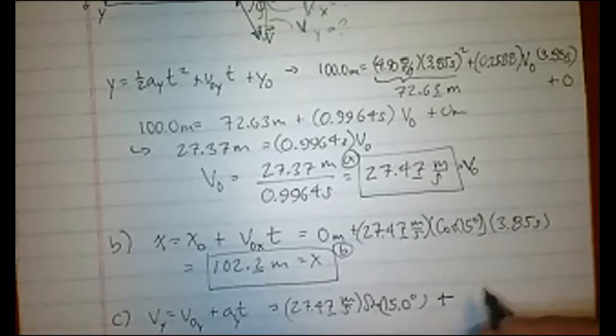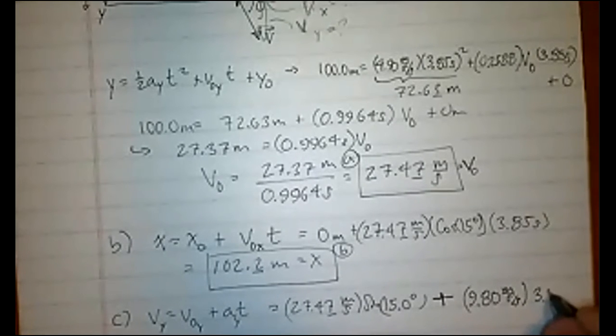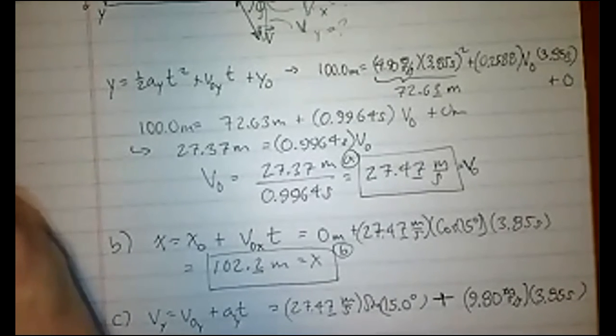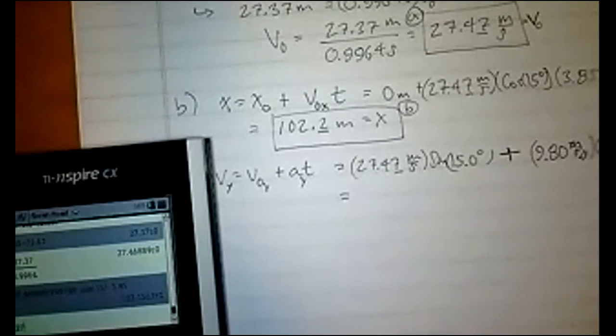Or again, just think in terms of the vectors, the acceleration vector points downward and the initial velocity vector points downward as well. So in this case, I'm going to say 9.80 meters per second every second times 3.85 seconds. So now I'm going to go ahead and compute this just so we'll know what the initial velocity in the vertical direction was.